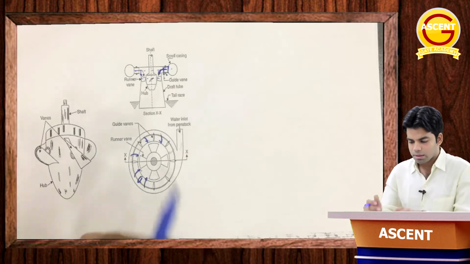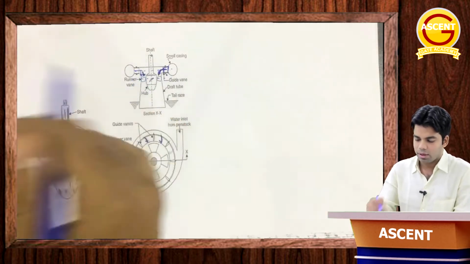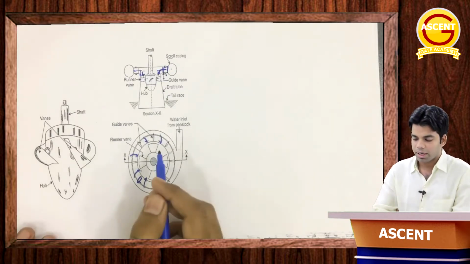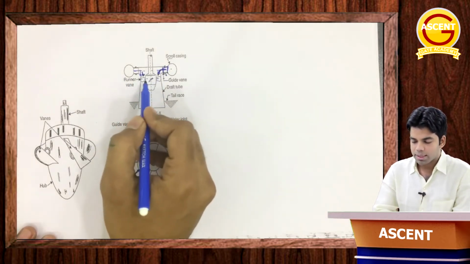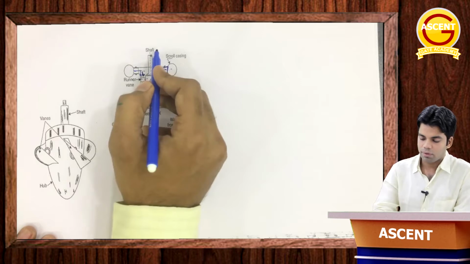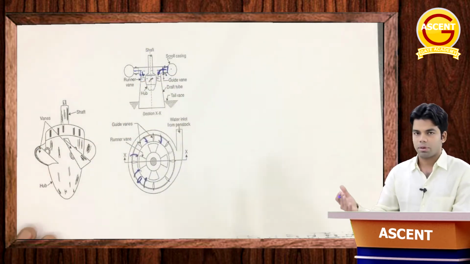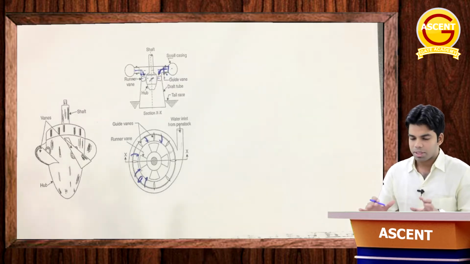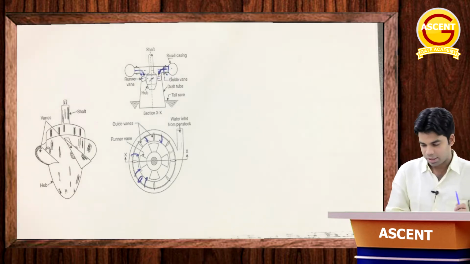So once the water is passing through the guide vanes, it will drop onto the runner, onto the blades of the turbine, and it will rotate those blades, and finally it will rotate the shaft, and from this shaft we can generate power with the help of a generator. Getting this or not? So this is the complete principle of this Kaplan turbine.